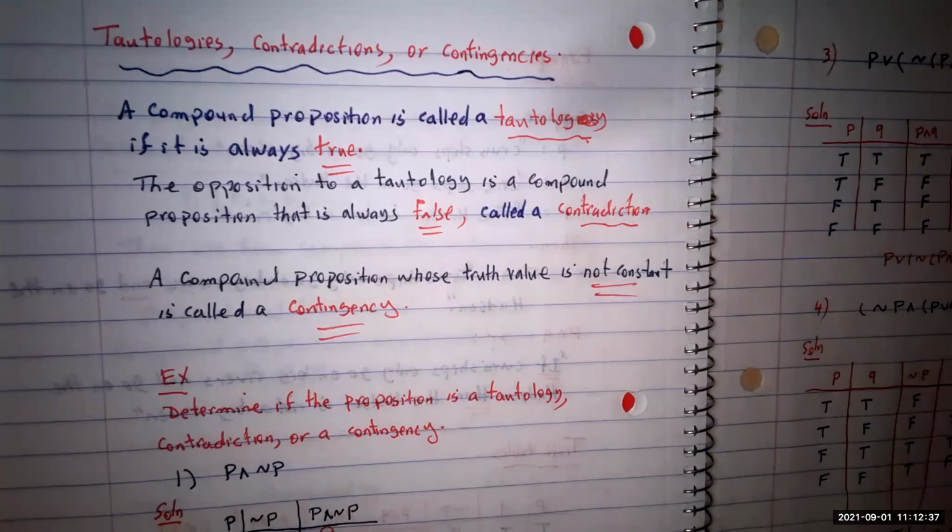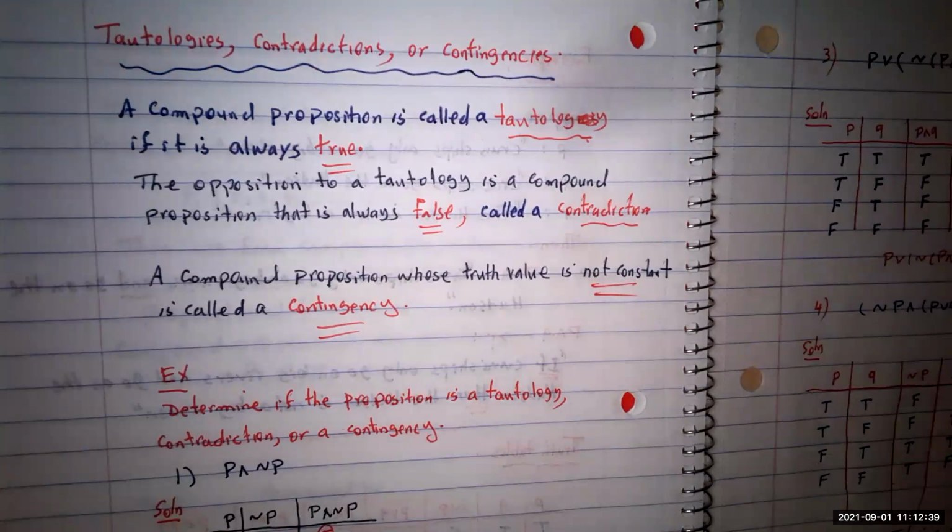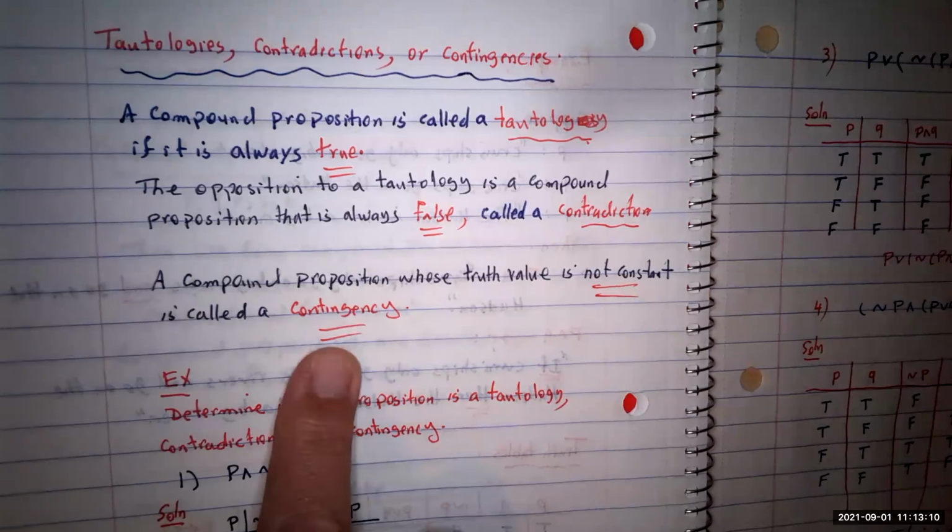When we have a compound proposition, sometimes we get a compound proposition which is always true, regardless of what happens to the parts or the atomic ones. If it's always true, we call it a tautology. If it's always false, we call it a contradiction. So the contradiction is the statement that's always false. But you may get a statement that is sometimes true, sometimes false, depending on the conditions. That's the one we call a contingency.